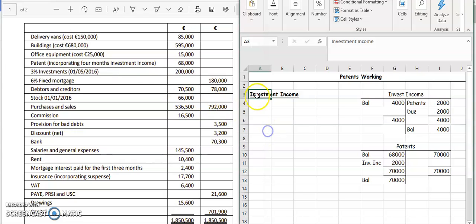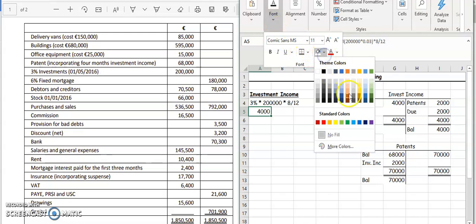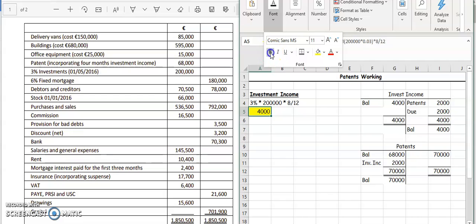So it's going to be 3% multiplied by 200,000. Multiply that by 8/12 because we didn't have it for a full year. So 4,000. That's going to go into your profit and loss. So it's an income of how much we should have received. So that figure will go into your profit and loss.